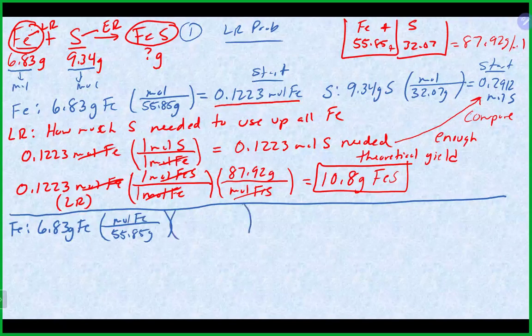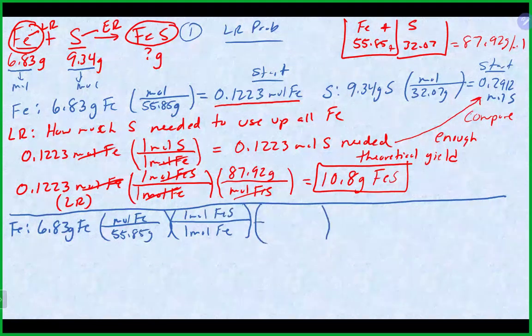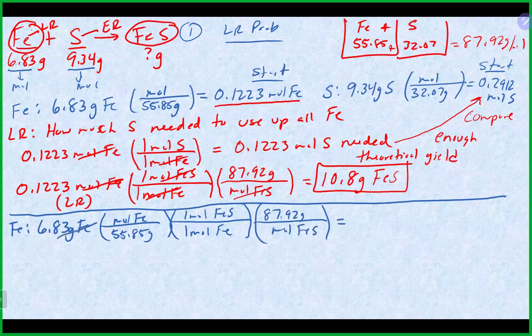You then would do the mole-to-mole relationship between iron and the product, which is 1 mole of iron to 1 mole of our product. And then you would use the molar mass of our product, which is 87.92 grams per mole. Again, the grams would cancel, the moles would cancel, and you would end up with 6.83 times 87.92 divided by 55.85. You're going to get 10.8 grams of our product.